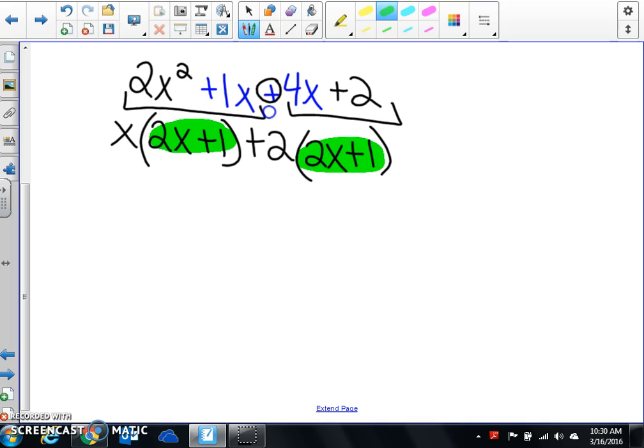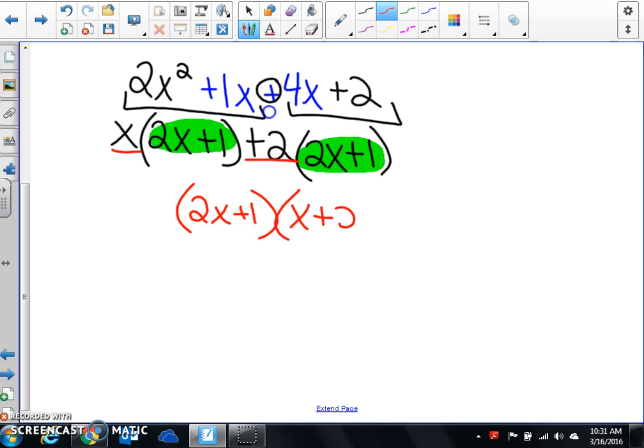These have to be identical. Sure enough, they are, so I rewrite it. It's 2x plus 1, and then whatever's left over, x plus 2. Factored.